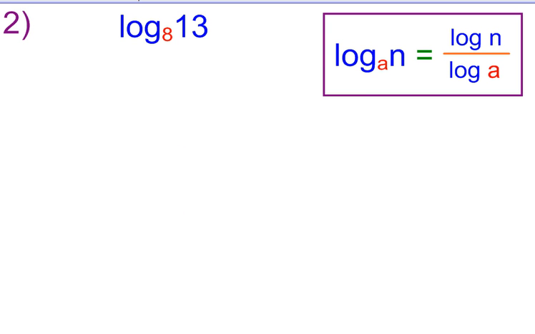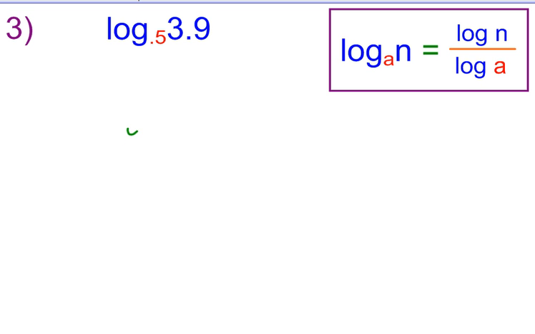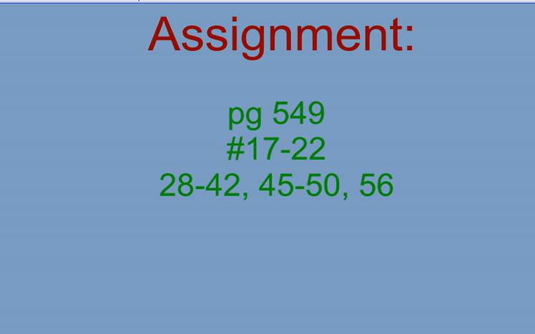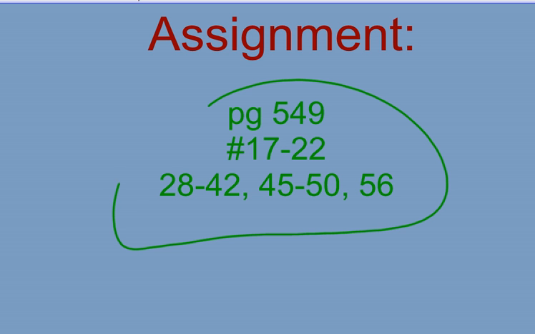So number 2, you should have gotten approximately 1.2335. And number 3, approximately negative 1.9635. If you have a question on how to use your calculator for that, let me know, or any other questions on the lesson. Your homework for this section is in the packet I gave you for the book work, stapled packet, and the problems are listed on there. But here they are, 549, 17 through 22, 28 through 42, and 45 through 50. I don't think I have 56 on there, so ignore that.